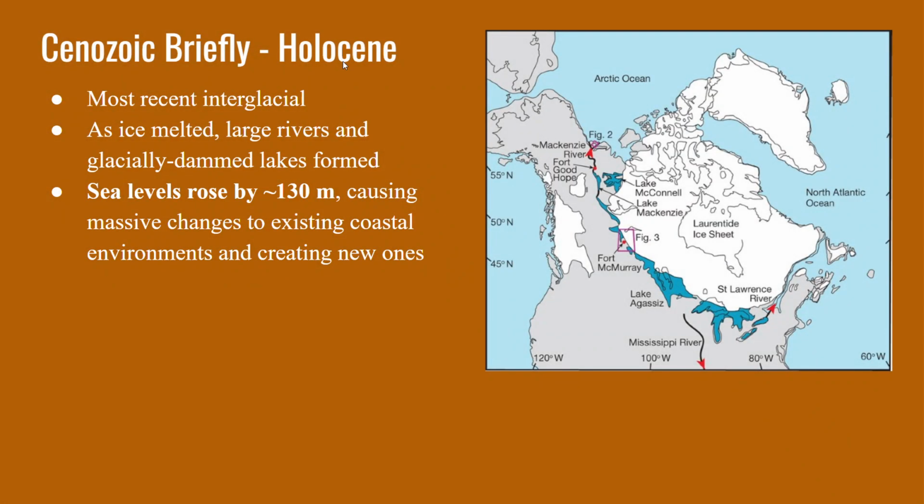Now we're in the Holocene, the most recent interglacial period. As the ice melted, large rivers and glacially dammed lakes formed, and sea levels rose by over 130 meters, causing massive changes to existing coastal environments and also creating new ones.